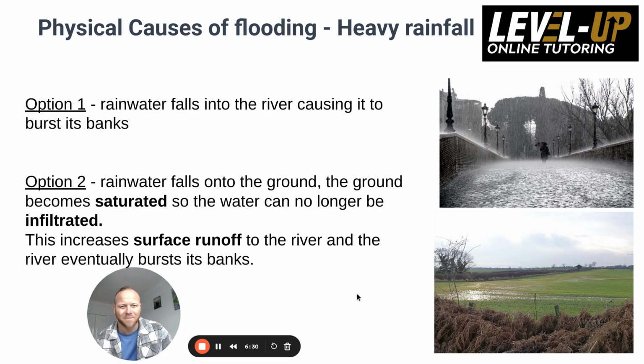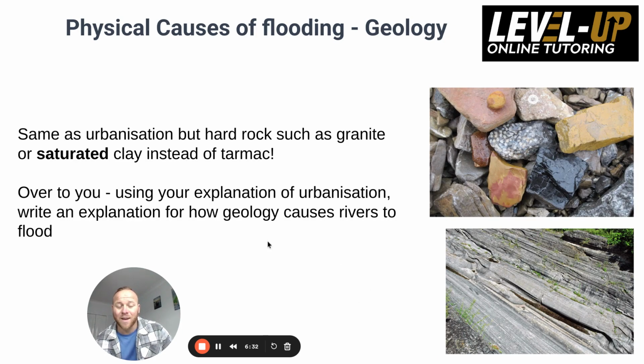Let's play that game again. And then we have geology, which is exactly the same as urbanization. But this time, instead of landing on tarmac, okay, or buildings, it's landing on hard rock such as granite. And again, I'm not going to get you to explain it, but if you were, you would just say, therefore, the rainwater lands on impermeable rock, and then we have surface runoff into the river or the stream, causing the river to burst its banks.